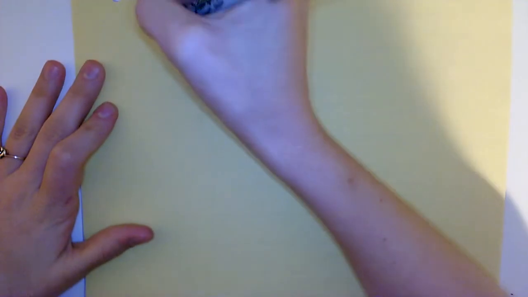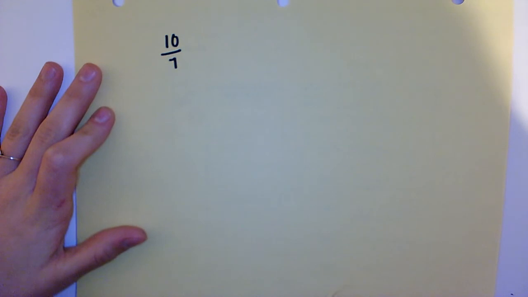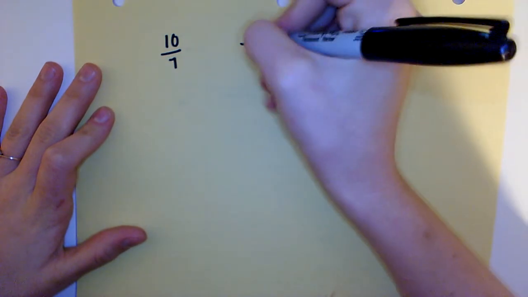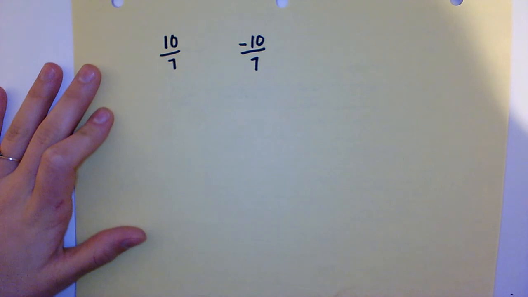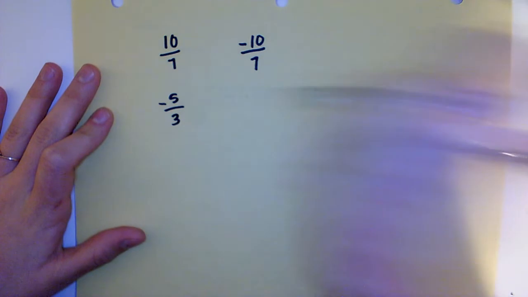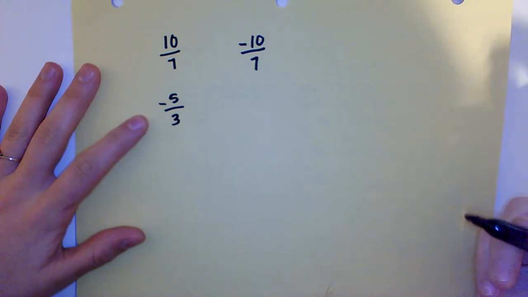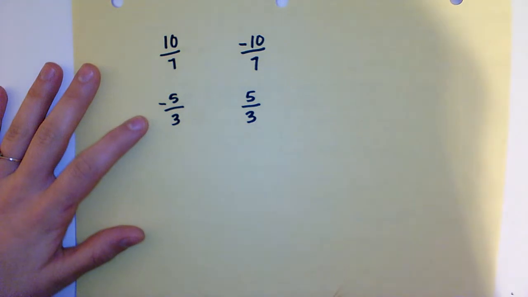Okay, so we're going to do the opposite of each of these numbers. The first number is 10/7. The opposite of this is going to be -10/7. Our next number is -5/3. The opposite of a negative is a positive, so this will be +5/3.